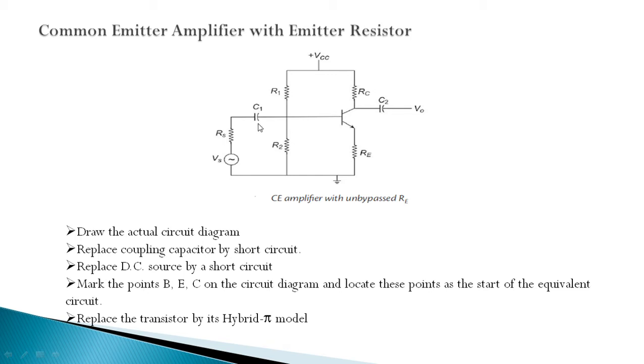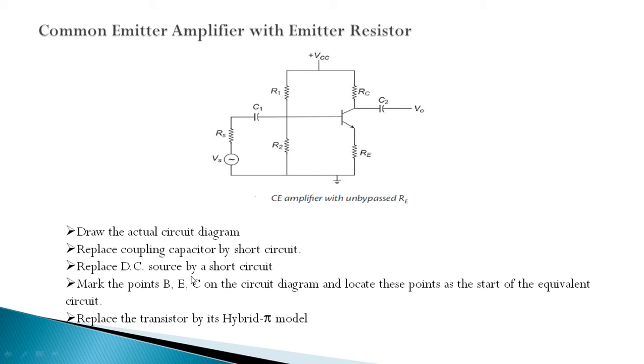and the input coupling capacitor C1 will provide DC isolation between the input source Vs and the amplifier circuit, and the output coupling capacitor will allow only the amplified AC signal to the output and it will block the DC signal. Now let us see how to draw the small signal hybrid pi equivalent circuit of a common emitter amplifier circuit.